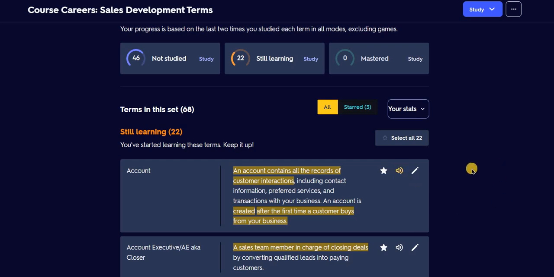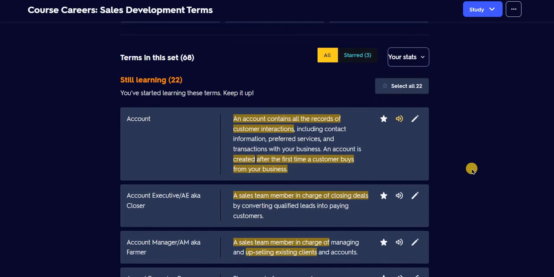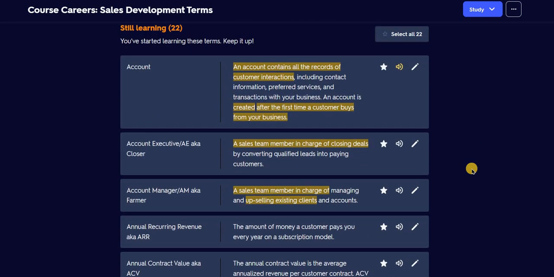Account. An account contains all the records of customer interactions, including contact information, preferred services, and transactions with your business. An account is created after the first time a customer buys from your business. Account Executive, AE, also known as Closer. A sales team member in charge of closing deals by converting qualified leads into paying customers. Account Manager, AM, also known as Farmer. A sales team member in charge of managing and upselling existing clients and accounts.